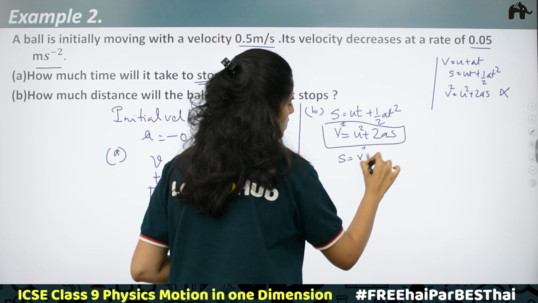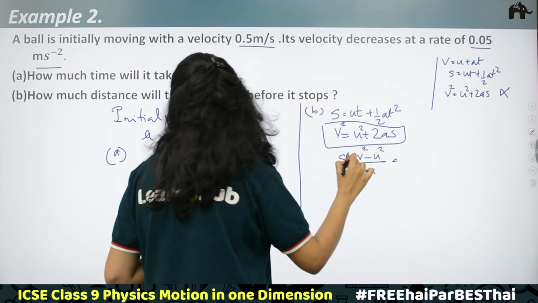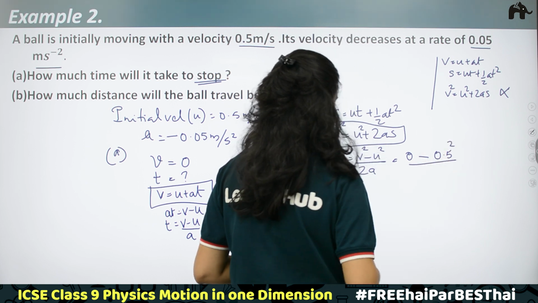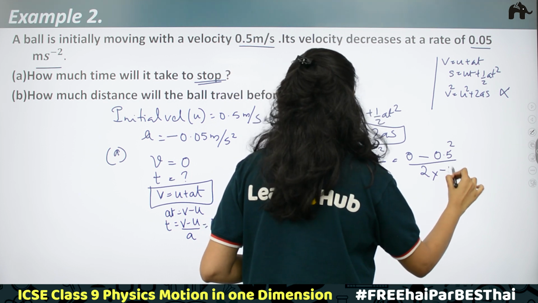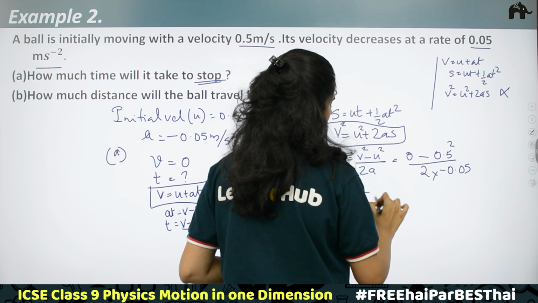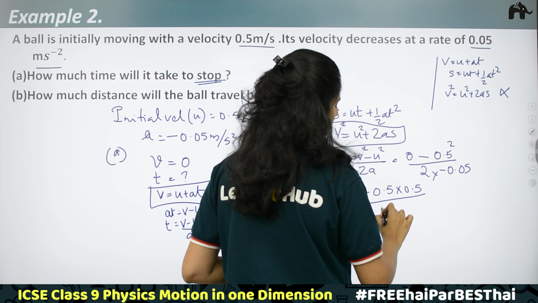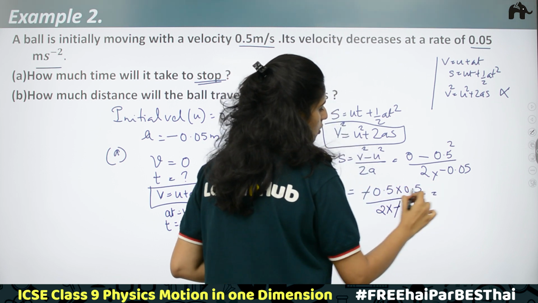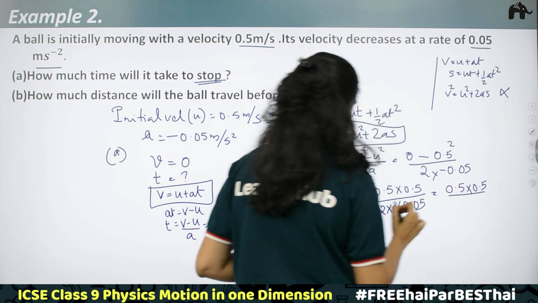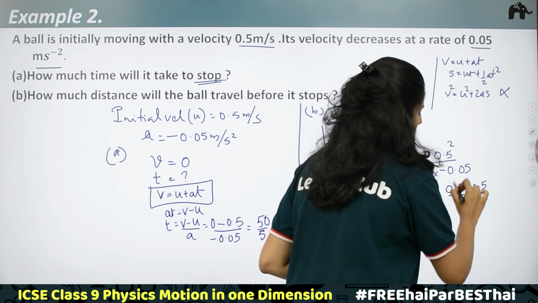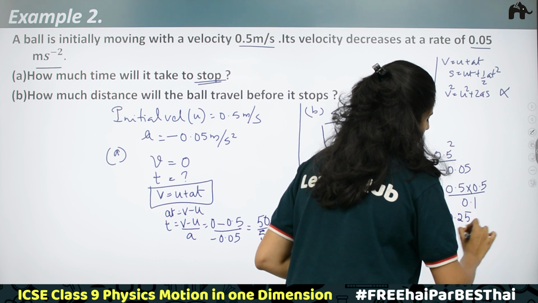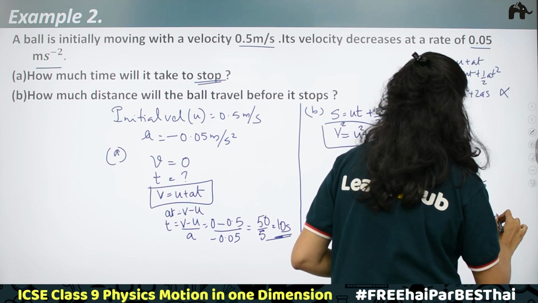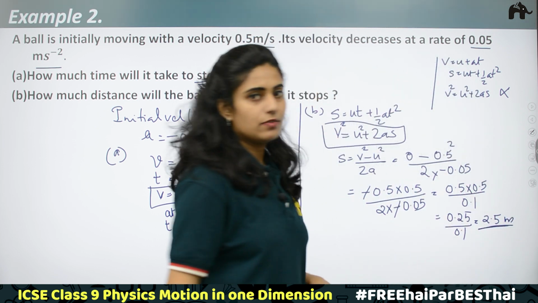Then s will be equal to v square minus u square by 2a. Here v square will be 0 square, which is 0, minus u square, which is 0.5 square, divided by 2 into acceleration, which is minus 0.05. That is equal to minus 0.5 into 0.5 divided by 2 into minus 0.05. Negative signs can be cancelled: 0.5 into 0.5 divided by 2 into 0.05, which is 0.1. So numerator, what do we get? You will be getting 0.25 divided by 0.1, which will be equal to 2.5 meters. Here the distance travelled will be 2.5 meters.